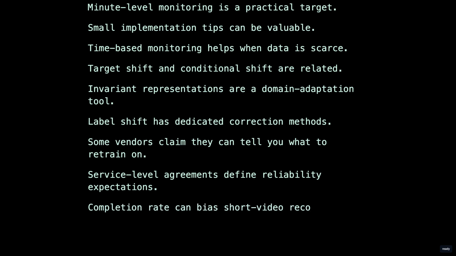That is a good example of a metric shaping the behavior it measures. If you optimize only for completion, the system may learn to favor shorter content, even if that is not the broader goal you care about.